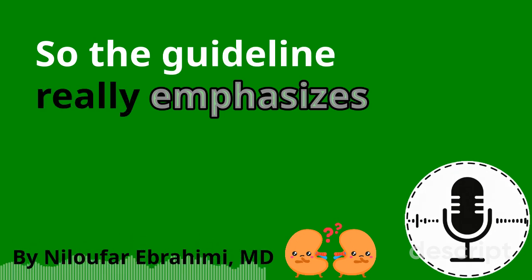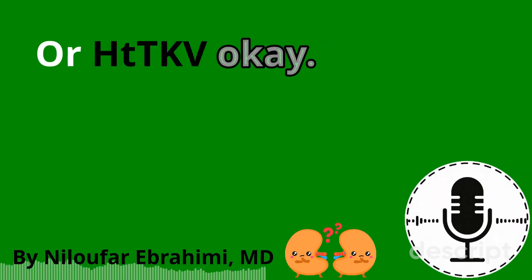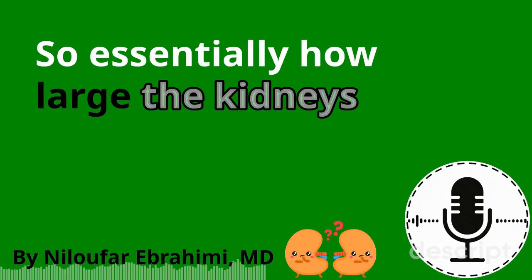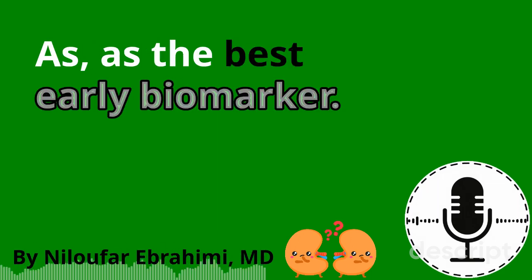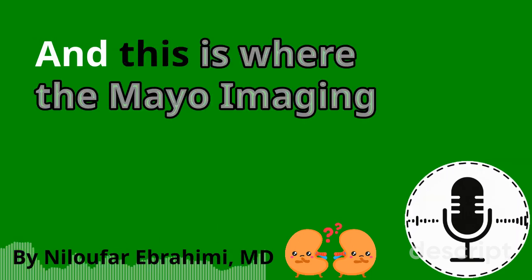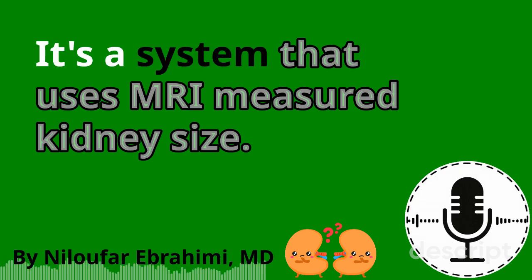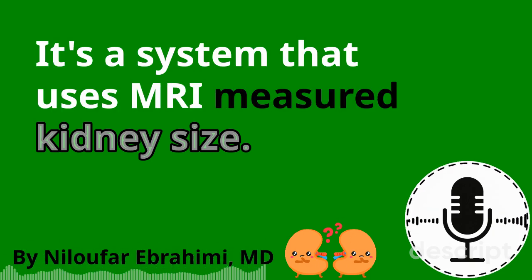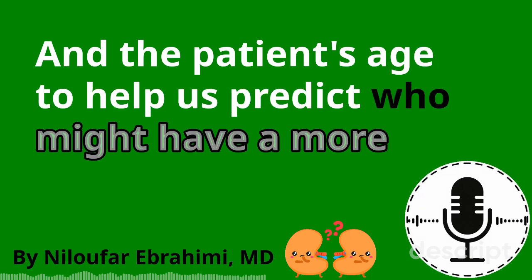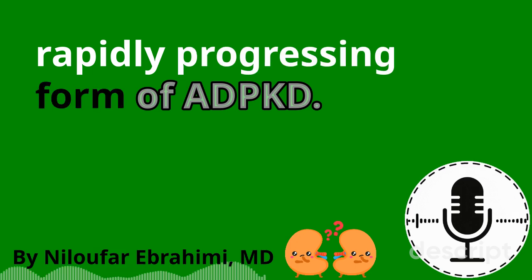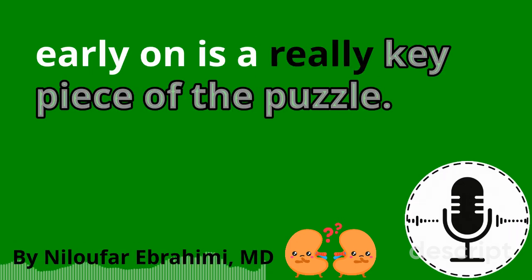So the guideline really emphasizes height-adjusted total kidney volume, or HtTKV. So essentially how large the kidneys are relative to the patient's height as the best early biomarker. And this is where the Mayo Imaging Classification, or MIC, comes in. It's a system that uses MRI-measured kidney size and the patient's age to help us predict who might have a more rapidly progressing form of ADPKD. So essentially, the size of the kidneys early on is a really key piece of the puzzle.